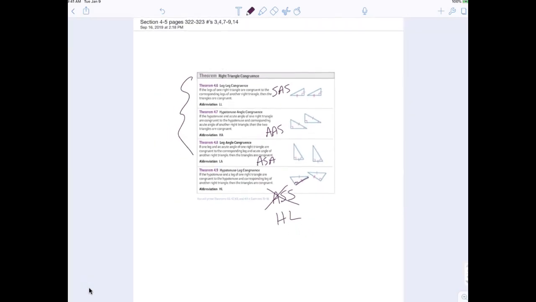So this is how you prove things: side, side, side; side, angle, side; angle, side, angle; angle, angle, side; or hypotenuse leg. Those are the 5 different ways in which you can prove the triangles are congruent. And then after that, generally it's what? CPCTC. Everybody's feeling good, right?